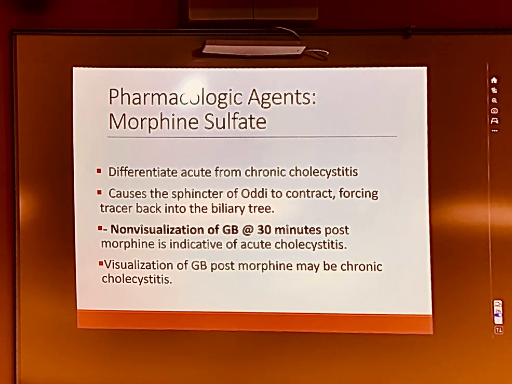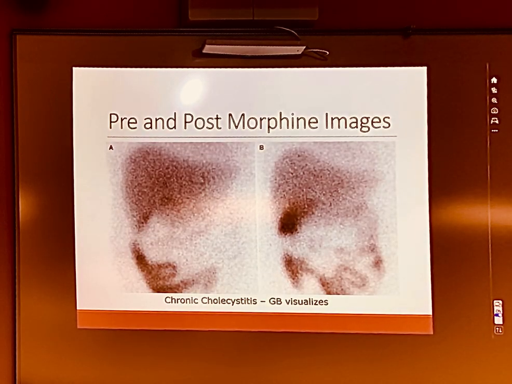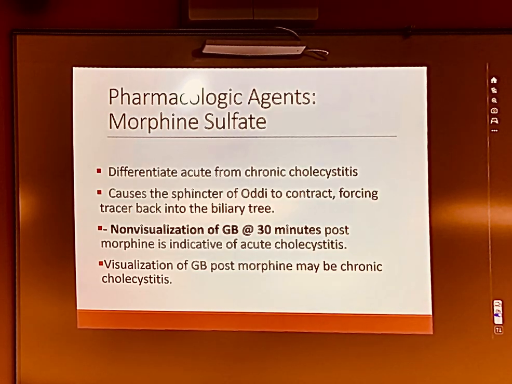But the results are still the same. Non-visualization of the gallbladder is acute. Visualization post 30 minutes is chronic.